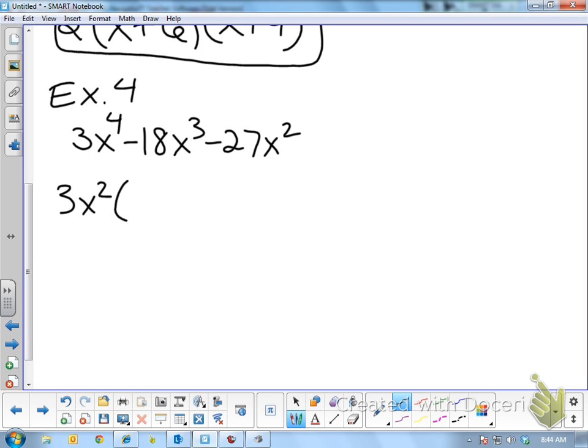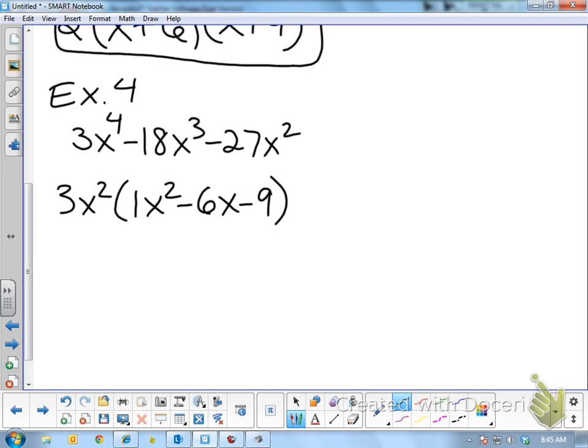Now, again, you don't have to write all these division problems. If you can say, I know I'm dividing, just do the dividing. We know we're doing 3 divided by 3, which is 1. 4 minus 2, because we subtract the exponent, 2. Now we do the next one. What's negative 18 divided by 3? Negative 6. X to the first. And then 27 divided by 3 is negative 9.